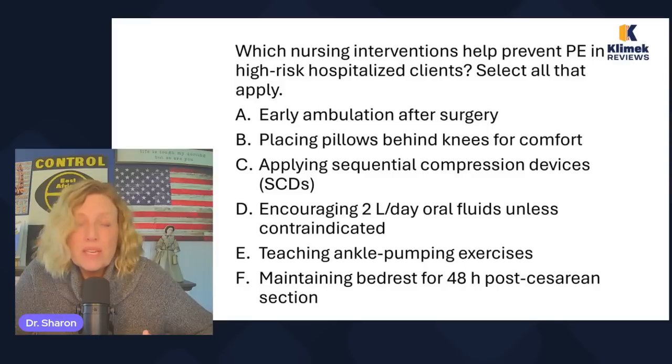We're not going to maintain bed rest. That's out. F, that's out. Staying hydrated is actually good. It's not the primary way that we prevent PE, but it's better than not maintaining hydration. So we're going to do D.